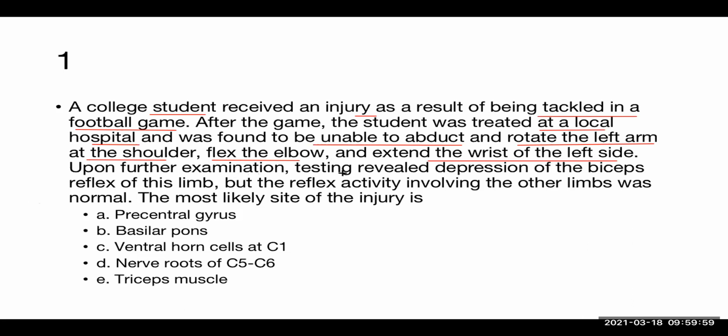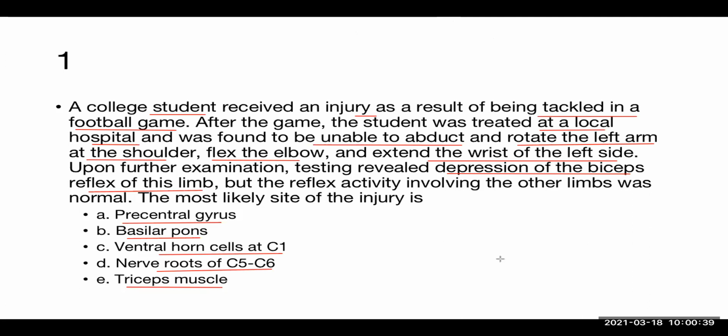Upon further examination, testing revealed depression of the biceps reflex of this limb. Biceps reflex is diminished, but the reflex activity involving the other limbs was normal. So the most likely site of the injury in this case is, is it in the precentral gyrus? Is it in the basilar pons? Is it in the ventral horn cells at C1? Is it nerve roots of C5 to C6? Or is it at the triceps muscle? What do you think? Anyone? Option D.